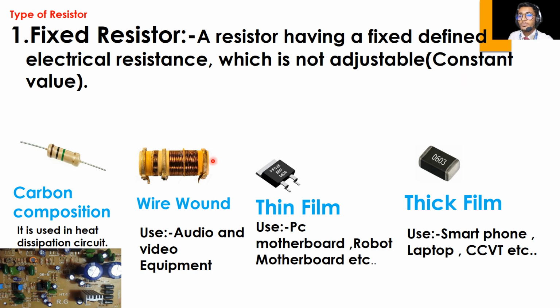First, carbon composition resistor. It is used in heat dissipation circuit. Second, wire wound resistor. It is used in audio and video equipment etc.